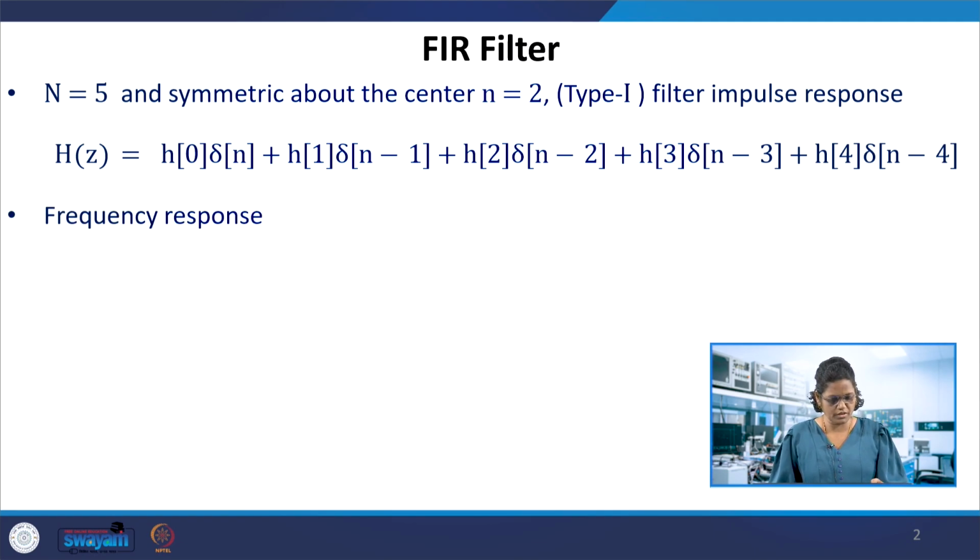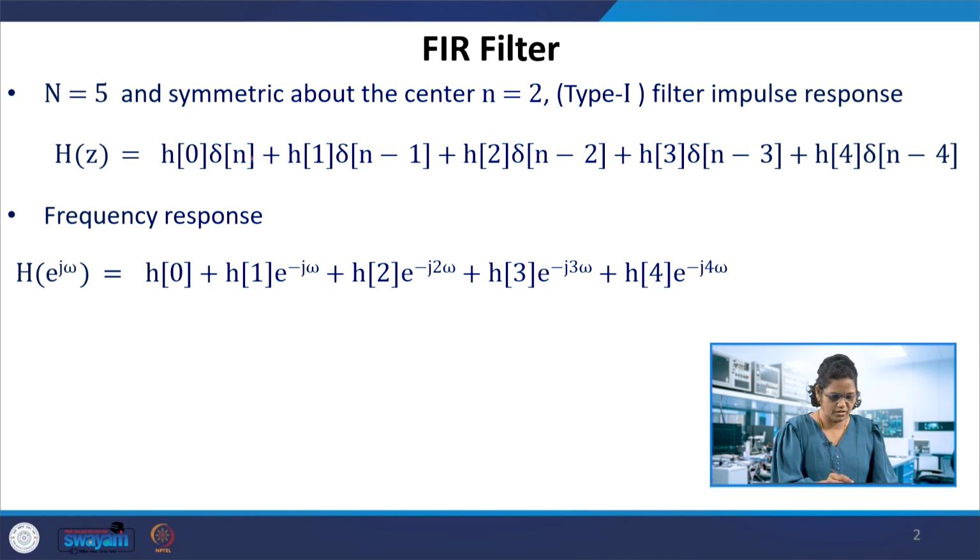So the frequency response we get by replacing z here with e power j omega, so z power minus 1 becomes e power minus j omega, h of 2 e power minus j 2 omega, similarly h of 3 e power minus j 3 omega, h of 4 e power minus j 4 omega. So we have these 5 coefficients, and we have considered symmetry about h2. That means h1 and h3 would be the same, and h0 and h4 would be the same.